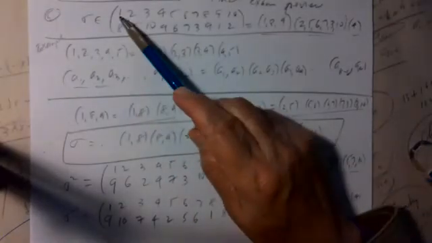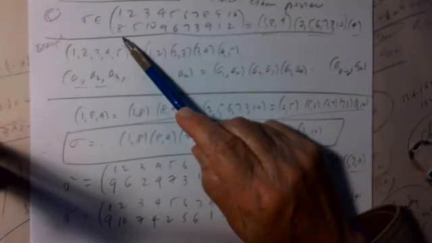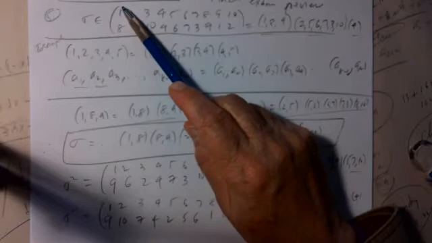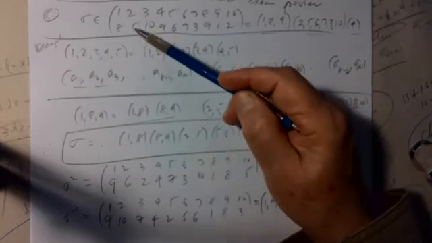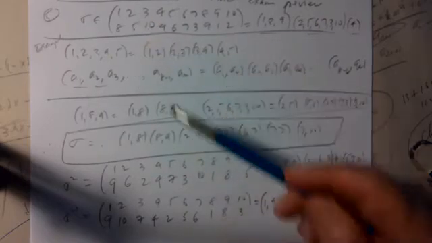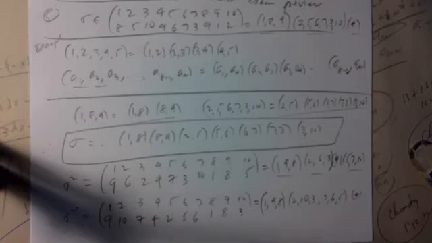So in sigma, 1 goes to 8. So when you reverse it, 8 has to go back to 1. So here, 8 goes back to 1. 2 goes to 5 in sigma, so sigma inverse sends 5 back to 2. Okay, thank you. And so on.